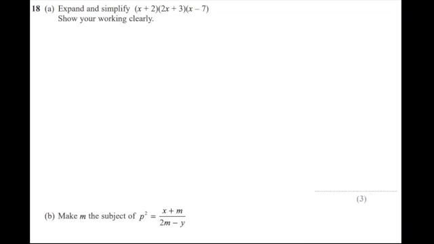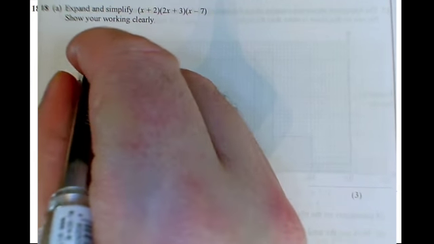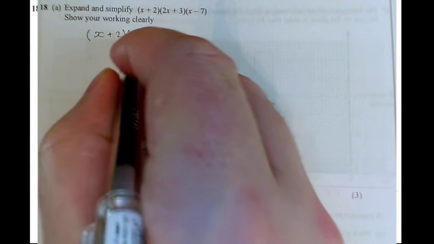So here we're going to multiply out triple brackets. I'd always just start with the first two and do your ordinary FOIL expansion to simplify, and then multiply it by the third bracket. So here we go, and we're going to do (x + 2) multiplied by (2x + 3).